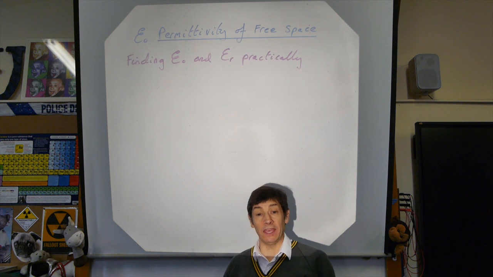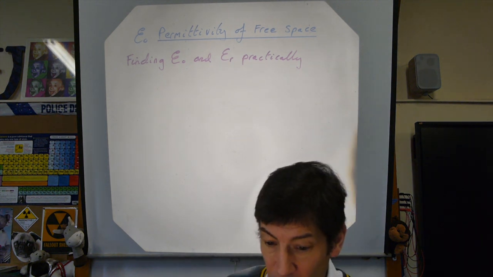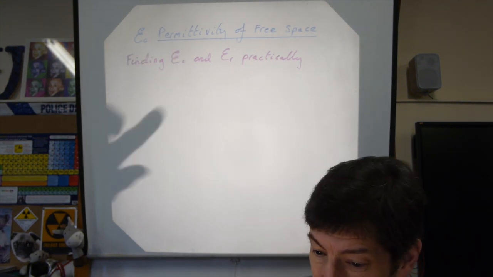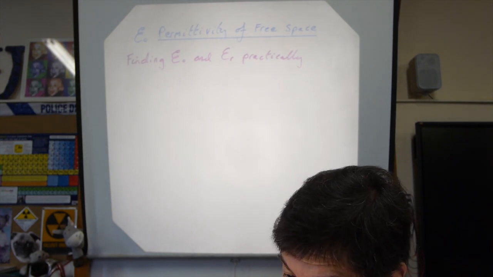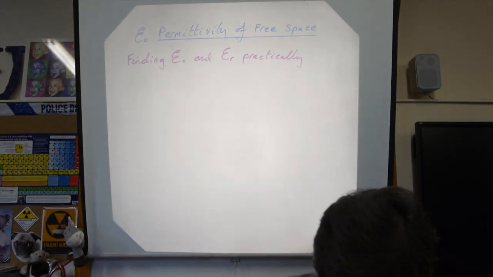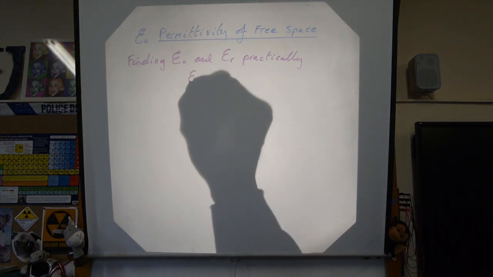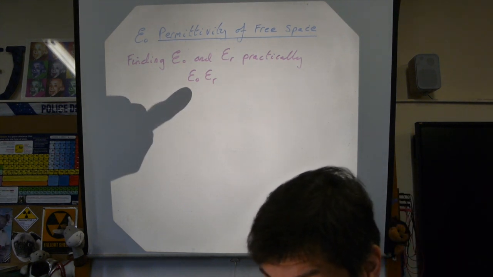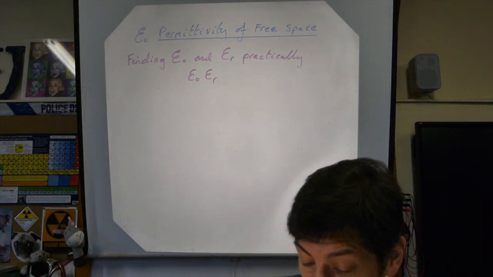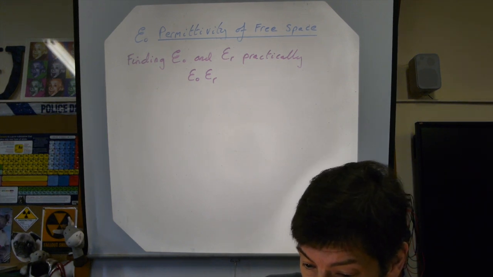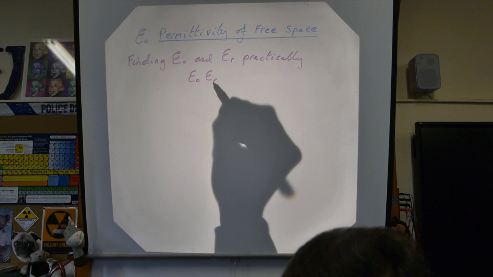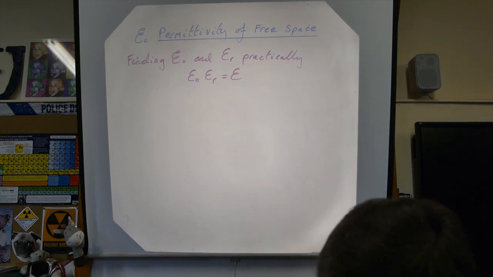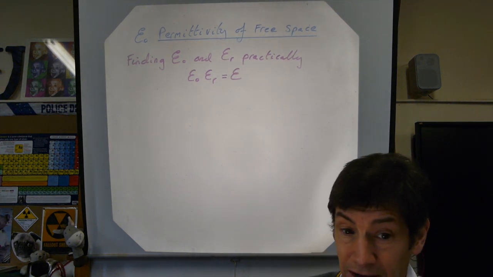So what we're going to do is set up an experiment to determine epsilon naught, and I can show you how we can use it to find epsilon r as well practically. And if you remember, if we multiply those two together, epsilon naught, which has some units, some dimensions, and epsilon r, which is just a multiplier, a dimensionless constant that tells us about the dielectric, those two multiplied together give the permittivity of the dielectric in a capacitor.